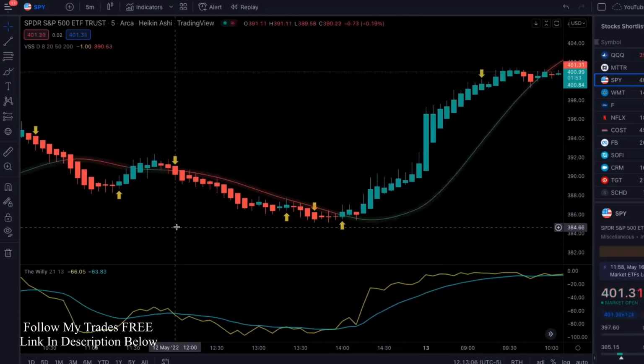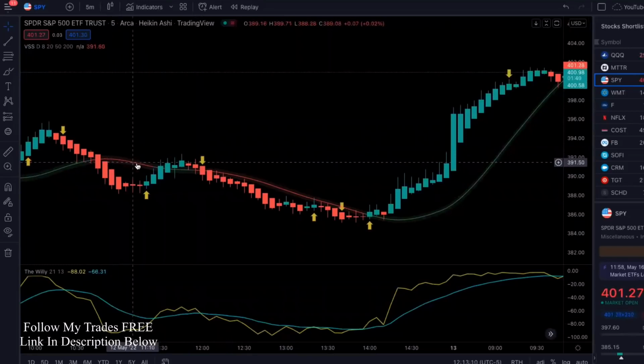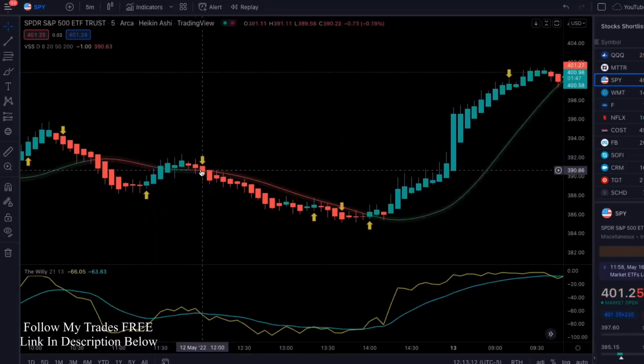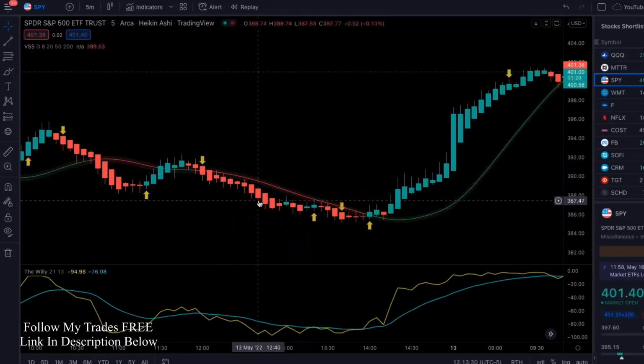This would be a great sell signal because right here it's trending down. You get a sell signal, price action closed below the red line. It is red. And over here, you see how the yellow line has crossed below the blue line, right? This would be a great trade.